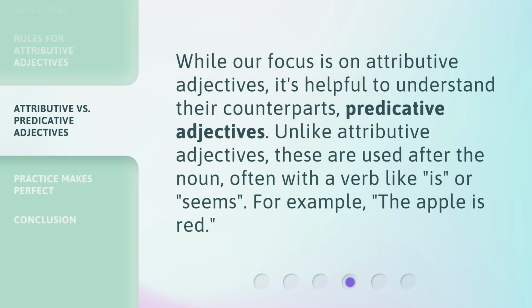While our focus is on attributive adjectives, it's helpful to understand their counterparts, predicative adjectives. Unlike attributive adjectives, these are used after the noun, often with a verb like is or seems. For example, the apple is red.